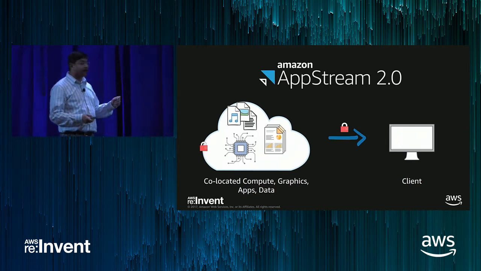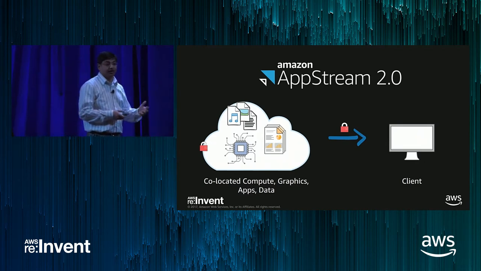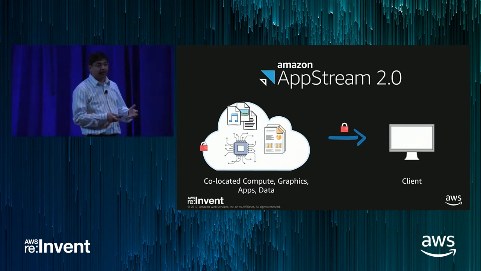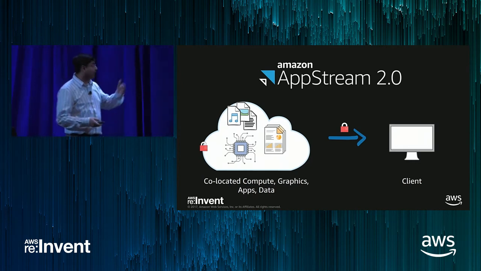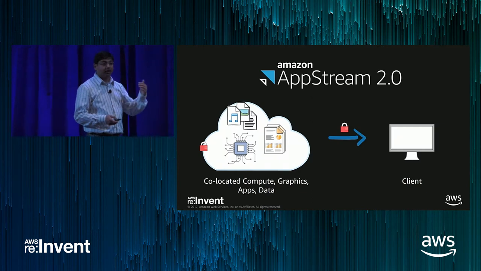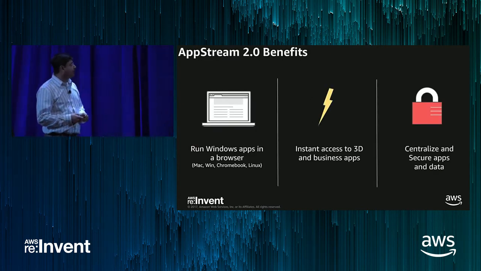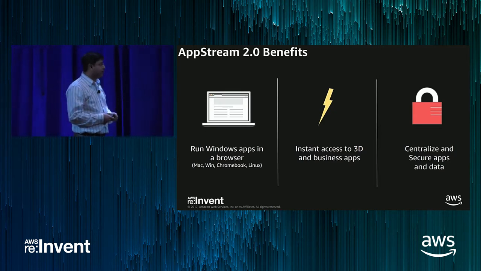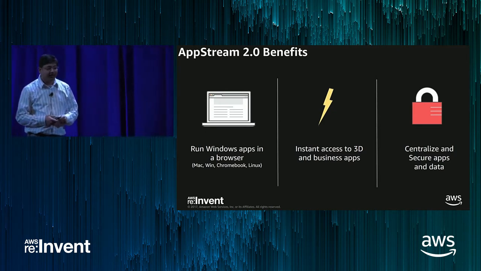The big key thing is, in order to get the performance and security, you want the applications to be co-located next to the data and attached with the right compute profiles. So we give that flexibility, and that's what helps us solve the core challenge at hand. And I'll quickly run through the benefits. As I said, Amazon AppStream delivers Windows apps in a browser. You can access it from any device, anywhere.